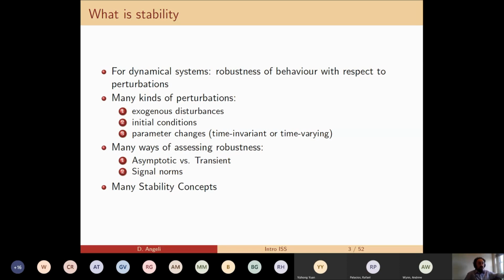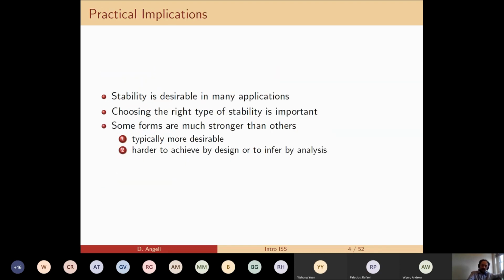And we are going to talk specifically about nonlinear systems, so that already gives us a very broad set of possible behaviors, and so many stability concepts as well. But what are practical implications of this situation is that, of course, stability is desirable in many applications, for instance, but it's also important to understand what kind of stability really is needed for different applications, exactly because of this wide variety of options. And some forms are, of course, stronger than others. They have stronger implications, so perhaps they would be more desirable to achieve certain objectives, but of course, then they're harder to either achieve by design or infer by analysis. And so one has to see what can be done, what can be proved, what are reasonable stability concepts that can be, in fact, shown for the systems that we're considering.